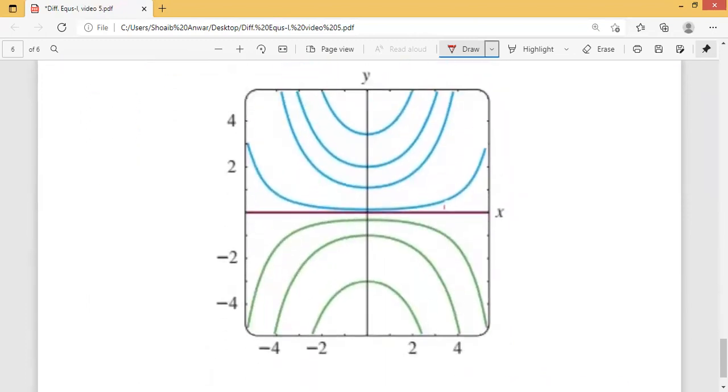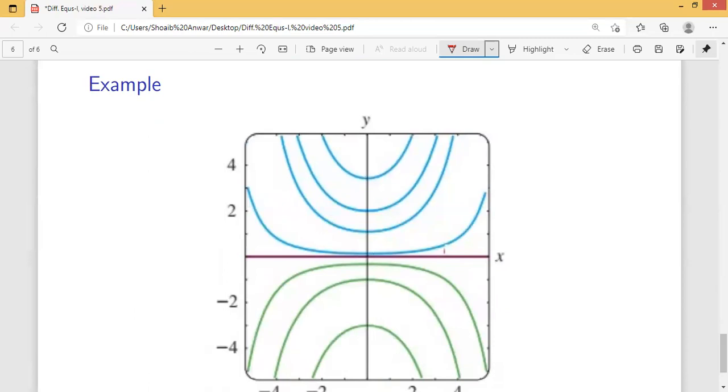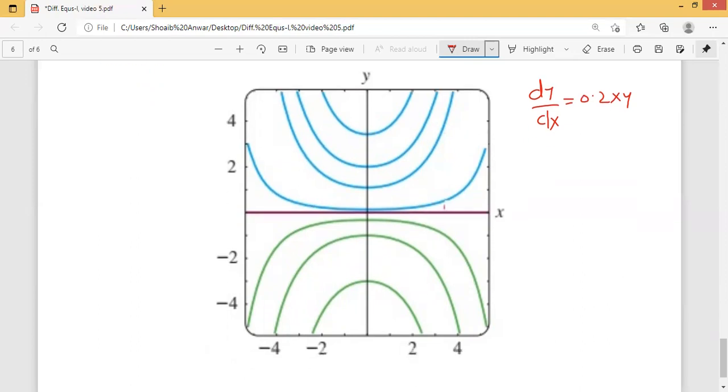So after plotting in a more systematic way, you can say that the solution of the differential equation dy by dx is equal to 0.2xy will look like that. So in this way, if you don't know any method to solve a first order differential equation, then with the help of a direction field or slope field, you can get an idea how your solution will look like.